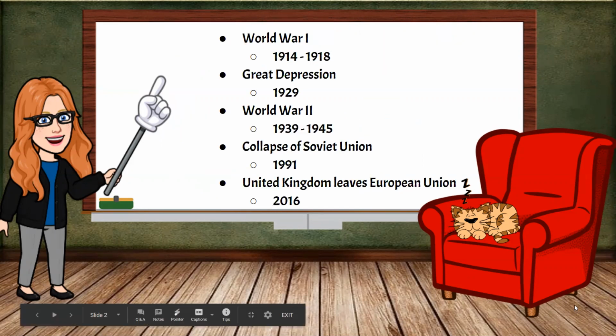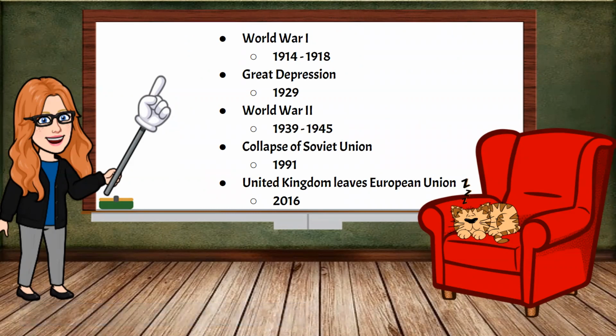So some key events that happened in these centuries, in this time period. World War I, of course, was 1914 to 1918, the first Great War. The Great Depression strikes in 1929. World War II occurred 1939 to 1945. And so the Great Wars really changed the landscape of the entire world. Not just, we think about how America was impacted, but England was impacted vastly as well.